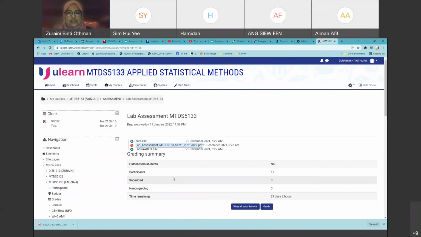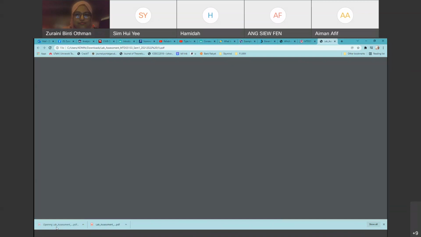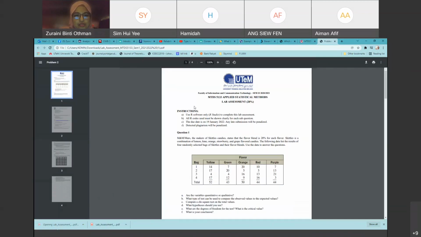You need to wait until Dr. Fauzia finishes her lecture to answer, because some of the questions come from Dr. Sack and some of the questions come from me. Maybe you can see this lab question. You have to use RStudio to complete this lab assessment. All R code must be shown clearly.